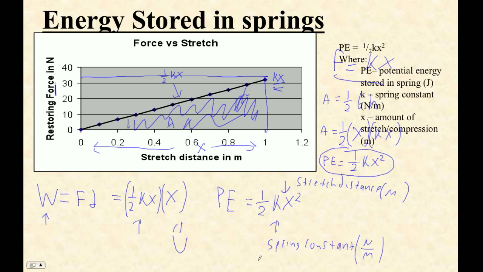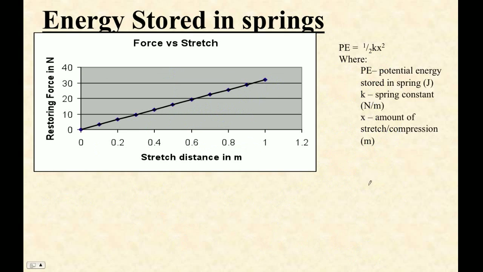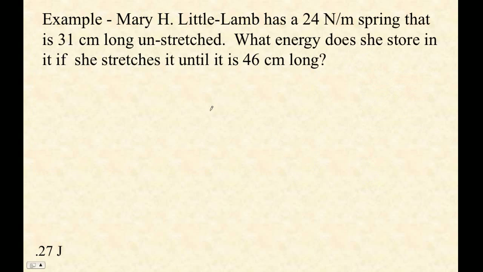Let's apply this thing here. There it is if you want to write this down. I'm about to go to the next slide here. Okay, so Mary H. Little Lamb has a 24 newton per meter spring. That's its length. See, I'm trying to make this difficult. And then she stretches it to 46 centimeters. So here it is unstretched and 31 centimeters long, or 0.31 meters.